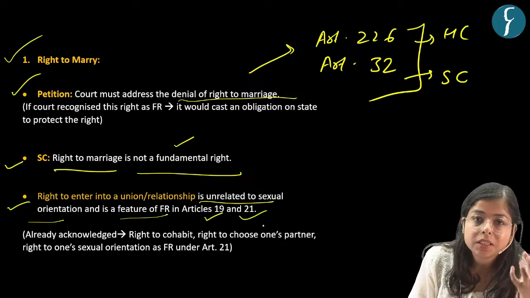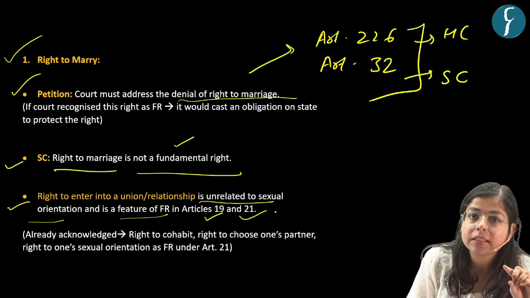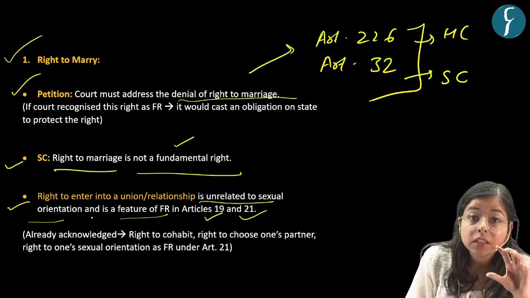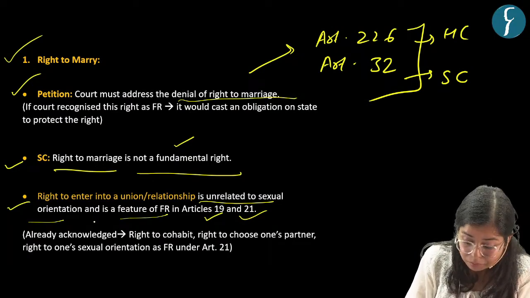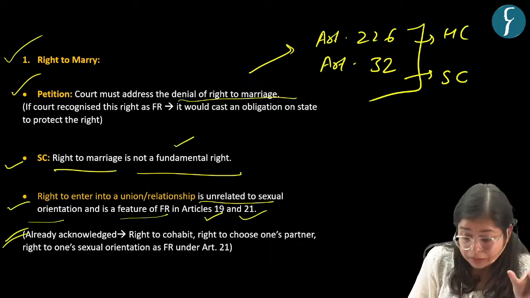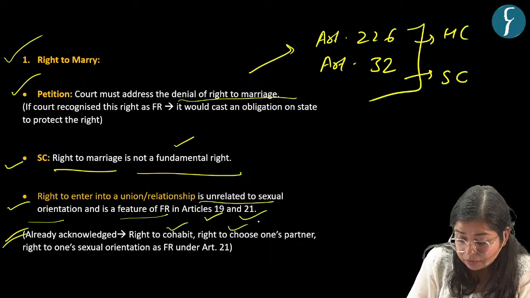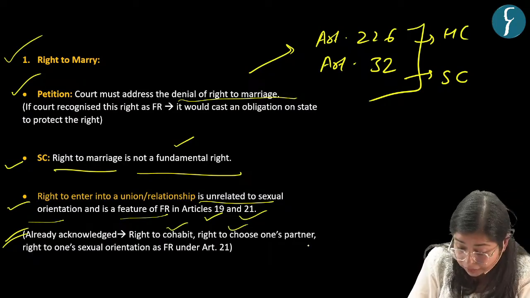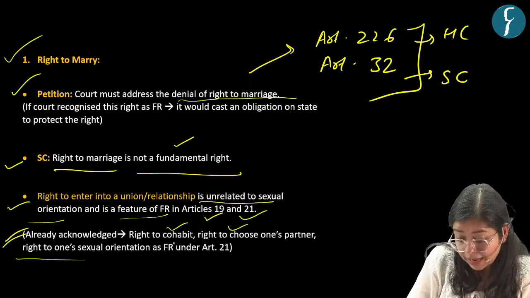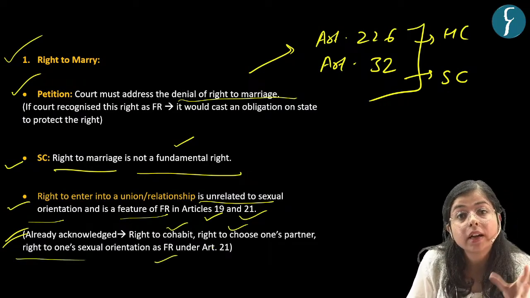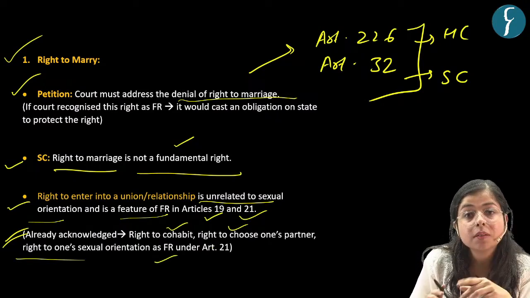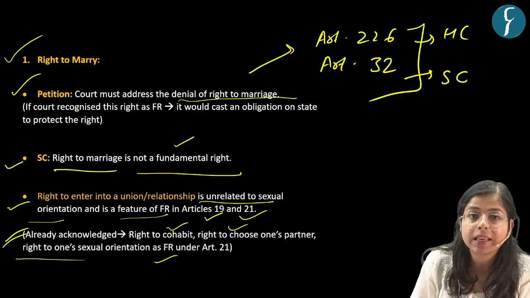So in layman terms, this means that though the Supreme Court did not recognize the right to marriage as a fundamental right, this does not mean that homosexual couples cannot live together, as the government has already acknowledged that homosexual couples have the right to cohabit, they have the right to choose one's partner, they can live together, and they have the right to one's sexual orientation, and these are fundamental rights given to them under Article 21. But as of now, the right to marriage is not a fundamental right. Okay. So this was a basic development in this case.